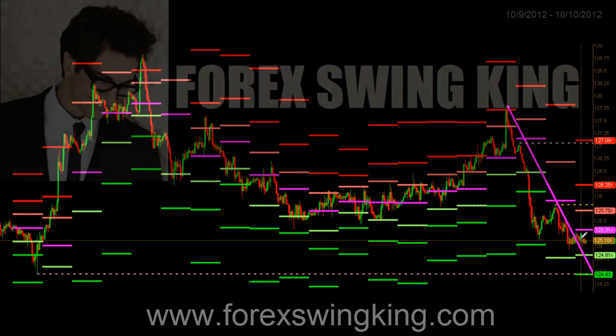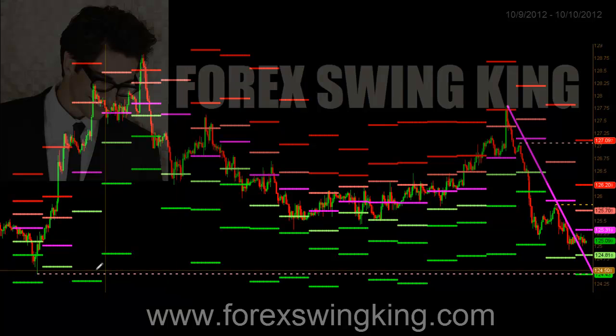GBP JPY, we can see it's already broken out of this diagonal resistance. However, it's not at a major support or resistance, so I'm not touching this pair until it gets to this major bottom created on September 13th, 2012, which is 124.46. Okay, also taking a short at the 125.81 and also looking at the 127.06.